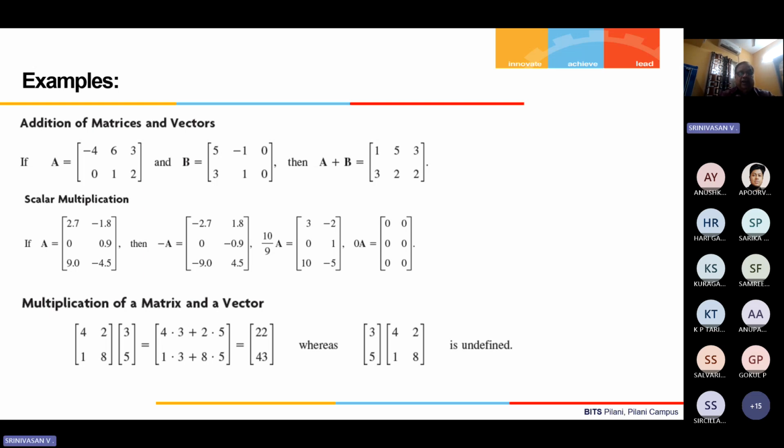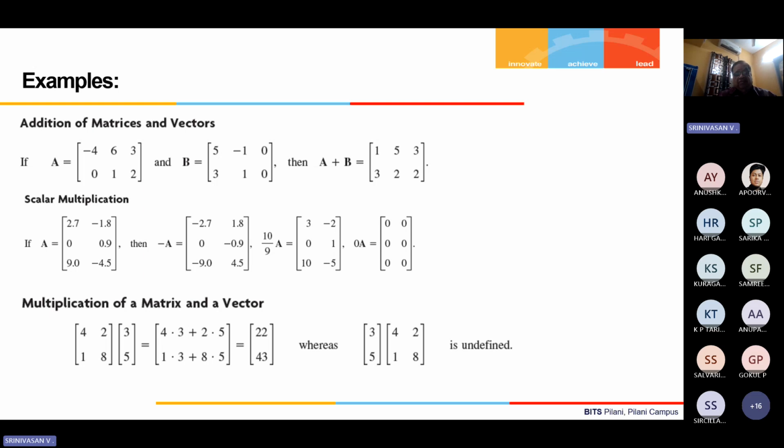Scalar multiplication. If A equals this 3 by 2 matrix, this is a rectangular matrix, no problem. There are 3 rows and 2 columns. Then what is minus A? That means you are multiplying A by minus 1, a scalar, a constant. So every entry will be multiplied by minus 1. Minus 2.7, minus 1.8. We don't put minus 0, 0, minus 0.9, minus 9.0, plus 4.5 because there is already a minus.